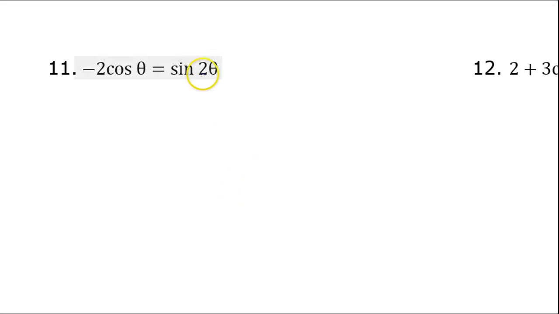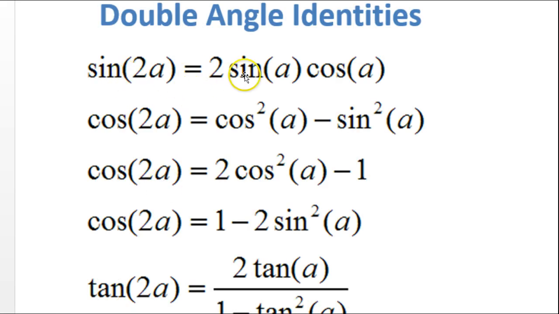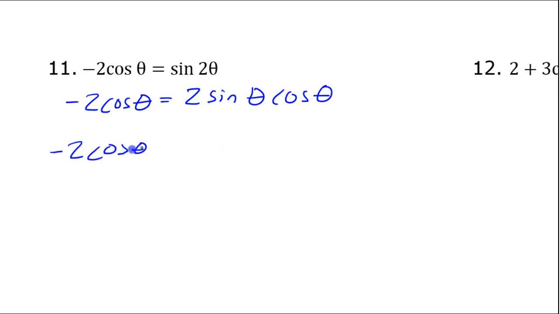Number 11. I am going to subtract sine 2 theta from both sides. You know what, maybe I'll do the substitution first. So I have negative 2 cosine theta equals sine 2 theta, according to our identity, is 2 sine theta cosine theta. So this will equal 2 sine theta cosine theta. Now I'm going to subtract this from both sides. So that's going to give me negative 2 cosine theta minus 2 sine theta cosine theta equals 0.